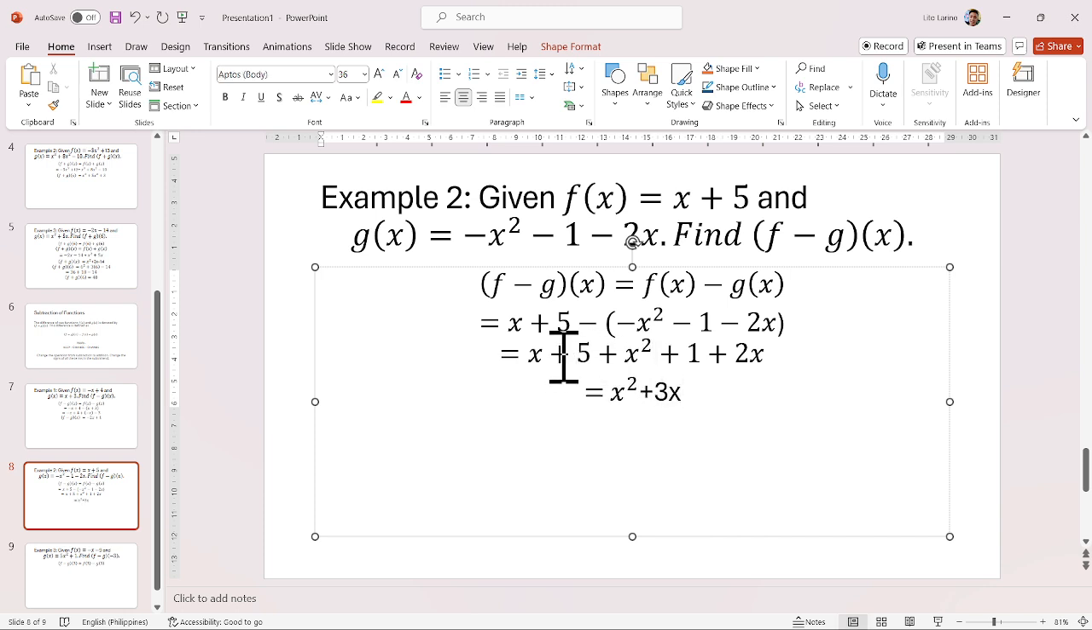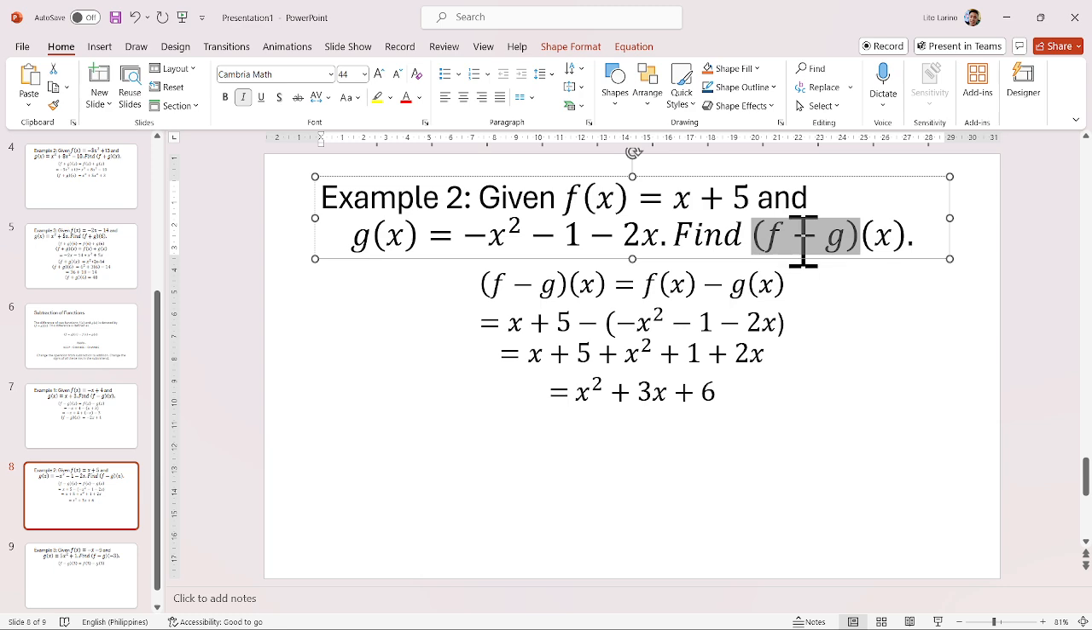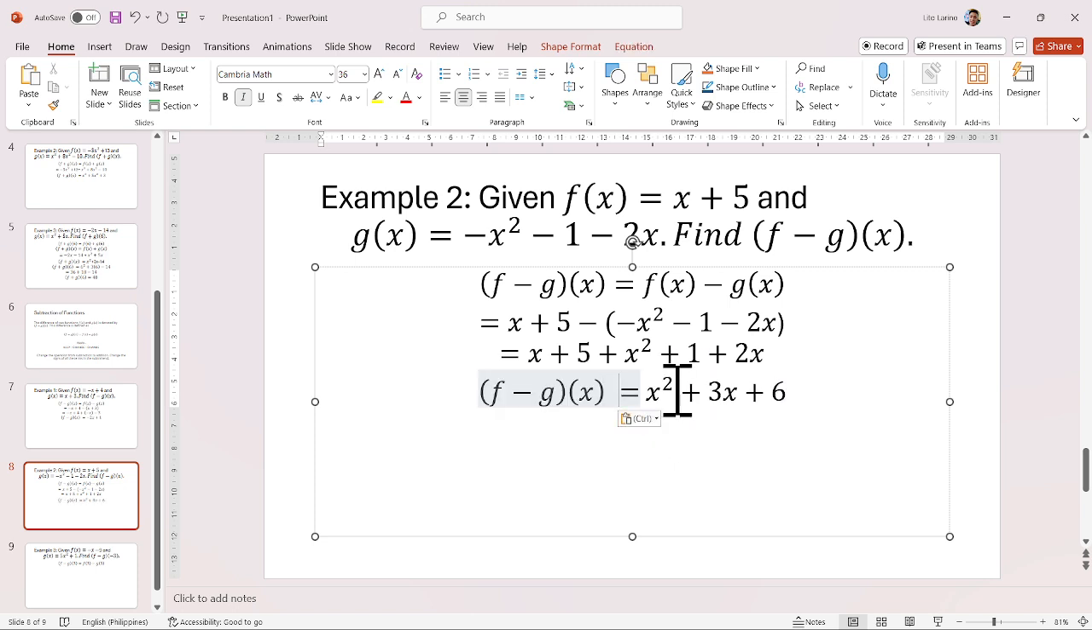And we have the constant terms, positive 5 and positive 1. That is, wait, plus 3x. Again, x plus 2x is 3x, and the constant terms 5 and 1 is equal to 6. So again, the difference between f of x and g of x is this, x squared plus 3x plus 6.